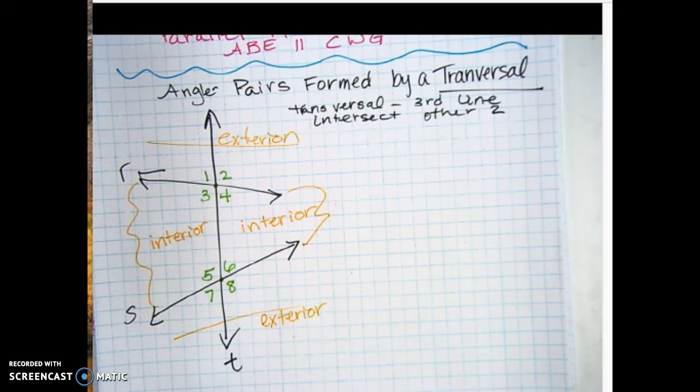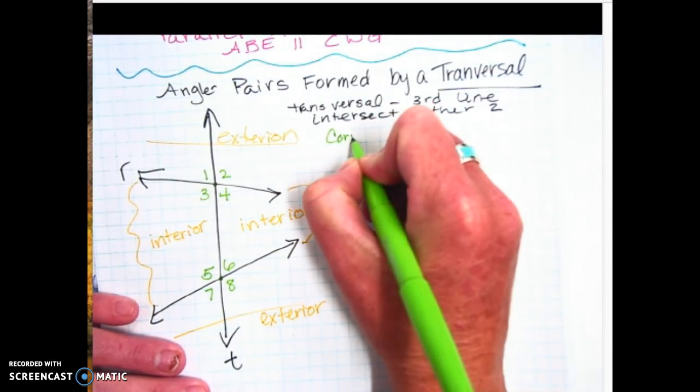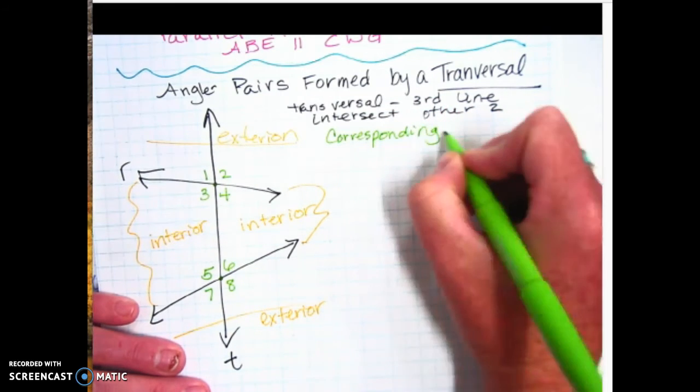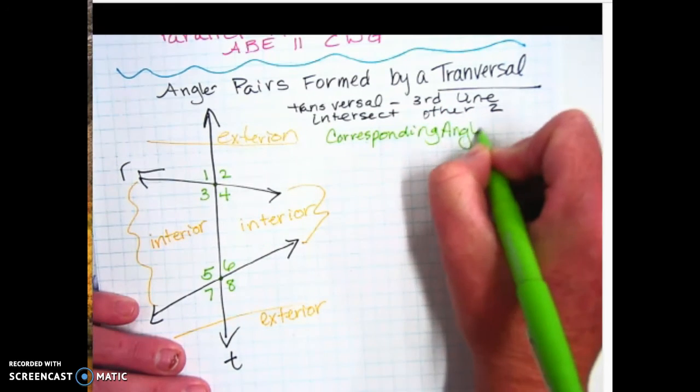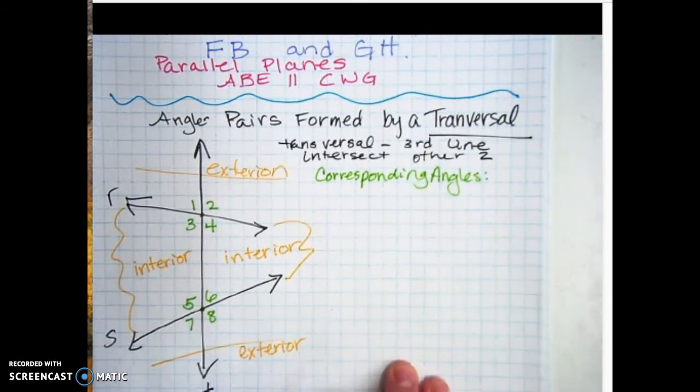Interior and exterior is important because 3 of the relationships involve whether or not they're interior or exterior, okay? But the first one does not. It's just called corresponding angles. So we're just going to list corresponding angles.